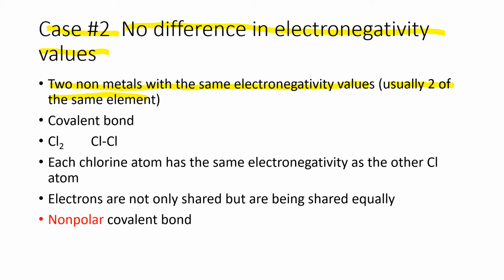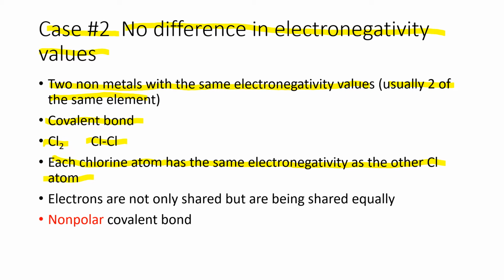Now we know previously from the nomenclature we talked about that two nonmetals are going to form a covalent bond. So let's look at what happens in this no difference in electronegativity values. An example of this would be something like chlorine gas, Cl2. Here we have chlorine bonded to another chlorine. Being the same element, each chlorine atom would have the same electronegativity as the other chlorine atom.